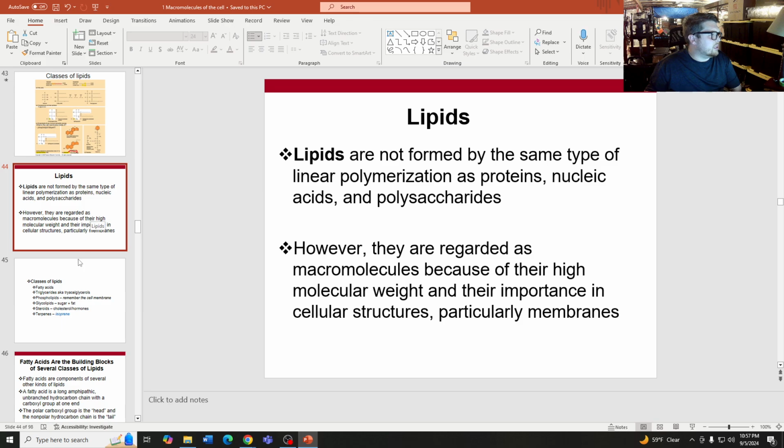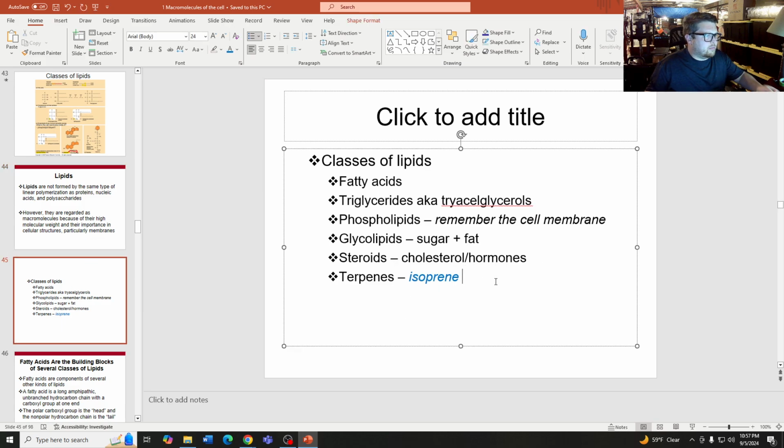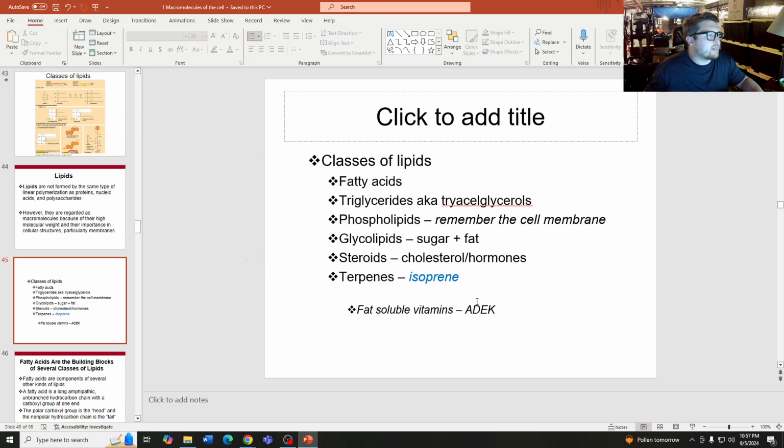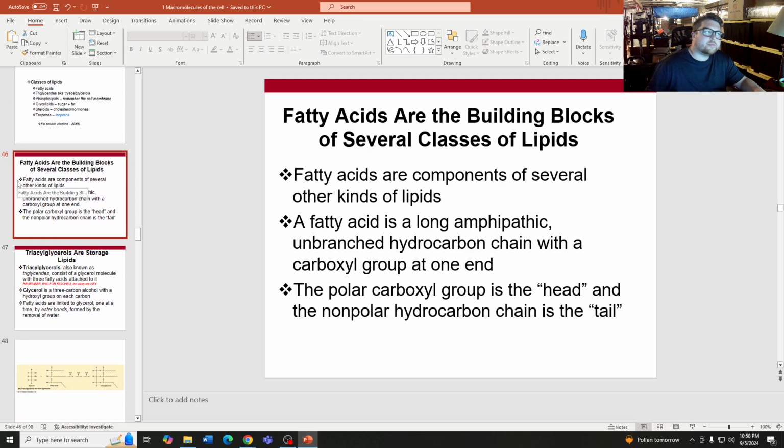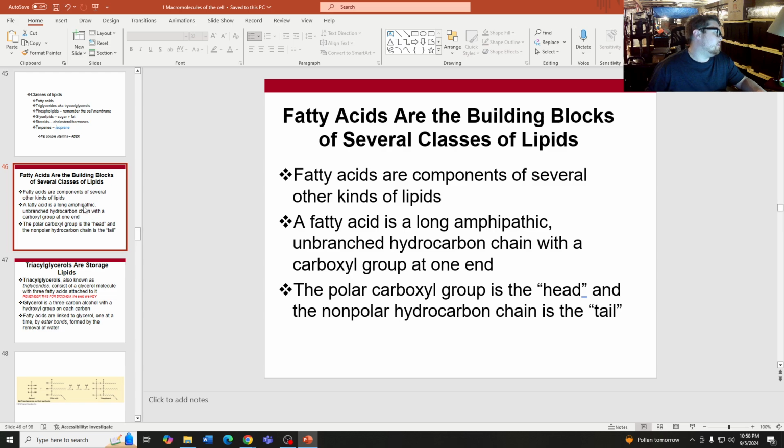A little bit early to be mentioning this, but we have fat-soluble vitamins, A, D, E, and K. A, D, E, and K are fat-soluble. It's not to say that those are all terpenes, but these are the ones that you will want to start to remember for the future. Good to expose you now for later.